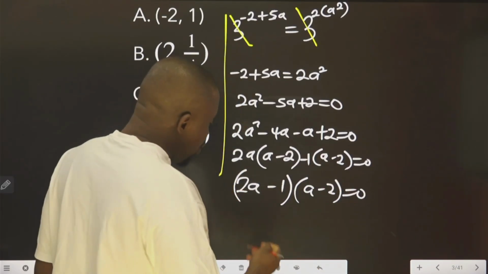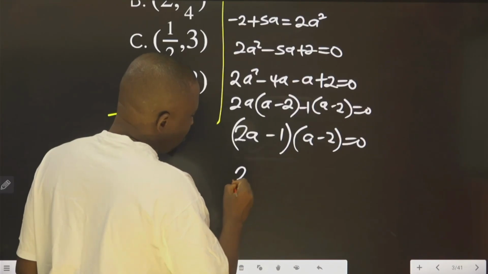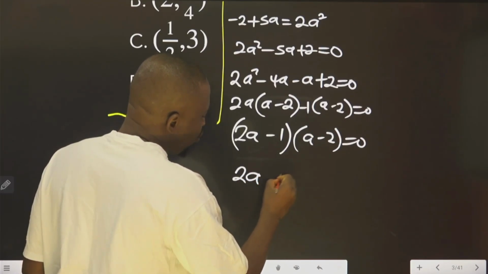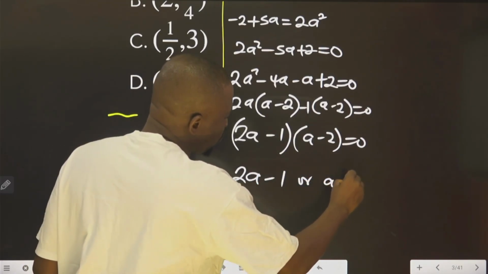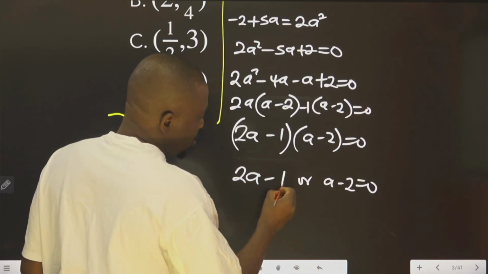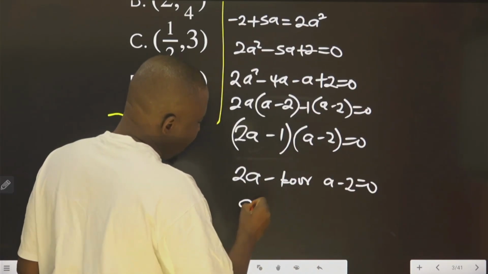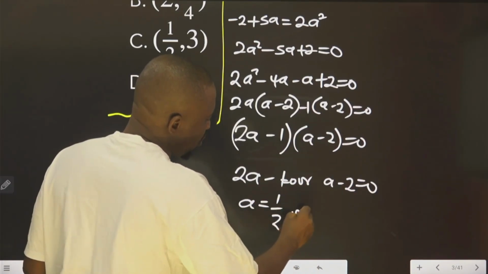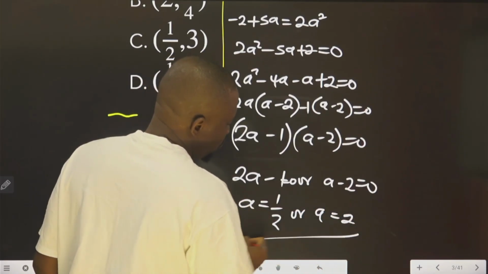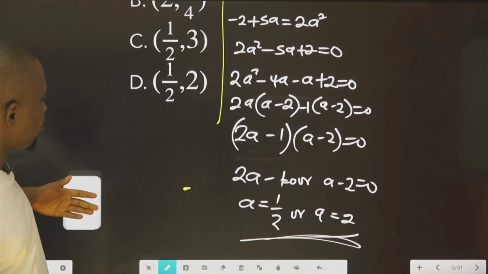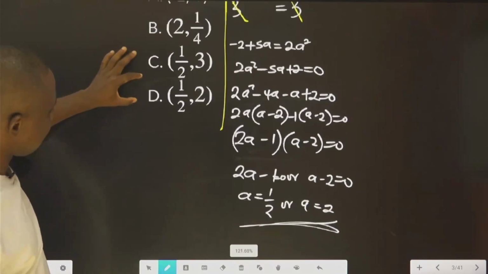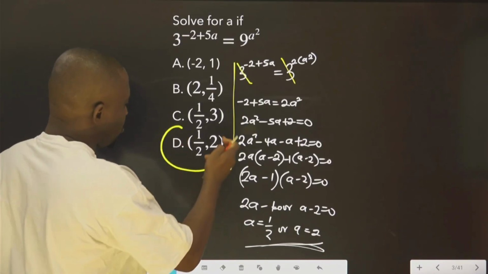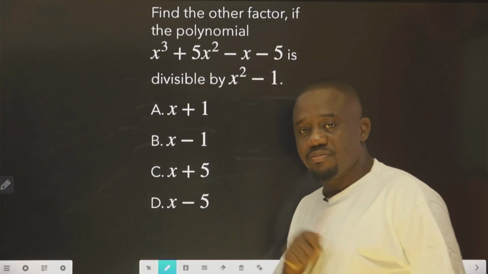Remember, this is a quadratic equation. And if you are writing JAMB, nobody should explain quadratic equation to you. Okay, because it's easy. So a here is 1 over 2, or a here is 2. So these are the two answers of A. So as you can see, D is the answer. Let's look at this question.